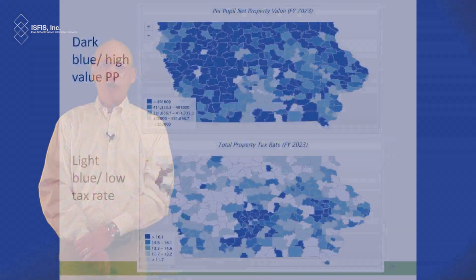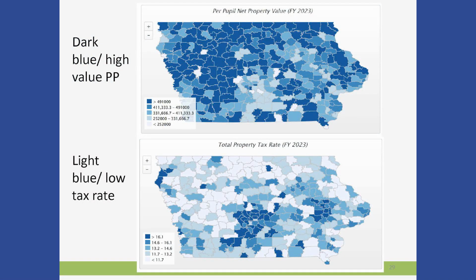We've got districts that have low valuation and high valuation. The map at the top of the screen shows those districts' property valuation characteristics. Those areas that are in blue have high valuation per student. Those areas in white have lower property valuation per student. These equate to differing property tax rates. Those districts that have higher property valuations have lower property tax rates, which are denoted by the light blue areas. And those districts that have higher property tax rates in the bottom map are indicated by darker blue areas.